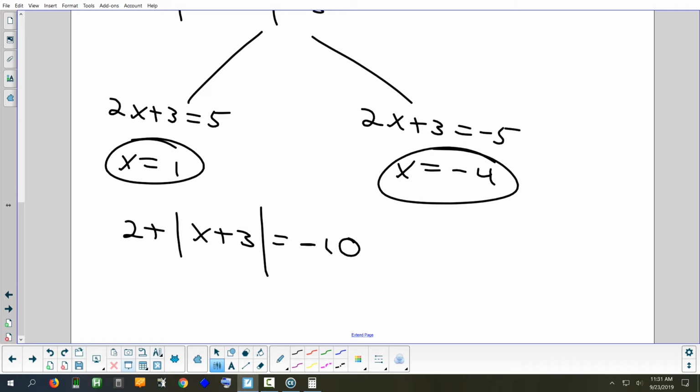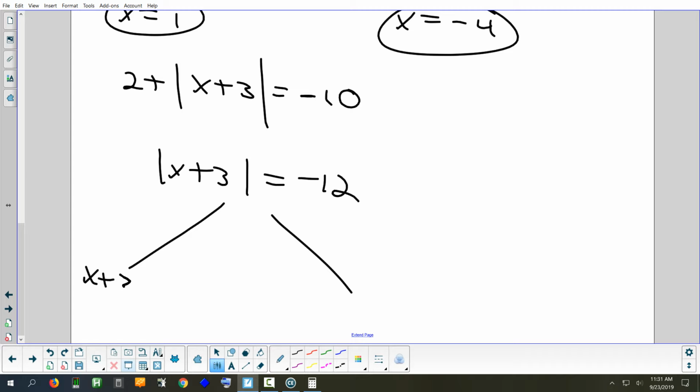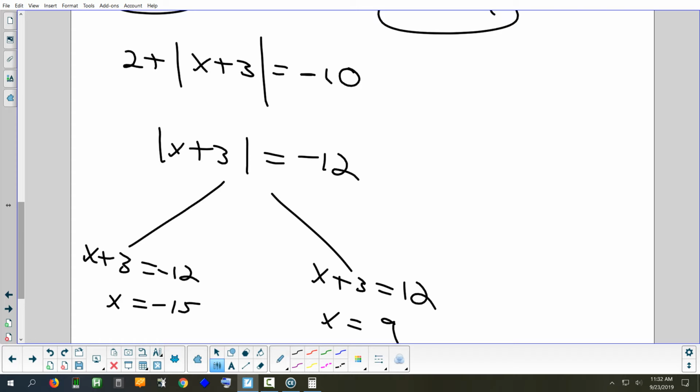No solution. Some people say, well, they just start solving it, and they say, okay, he said put the 2 on the other side, so I'll go like this. And then they split it into 2 problems, and they say, okay, x plus 3 equals negative 12, x plus 3 equals positive 12. And then they keep going, and they say x equals negative 15, x equals 9. Both those answers are wrong. Try one of them. Check it. Plug 9 back in. What's 9 plus 3? 12. And what's the absolute value of 12? Not negative 12.